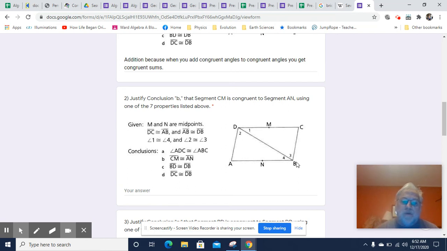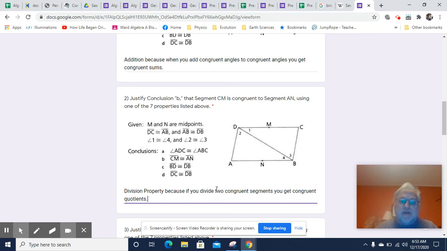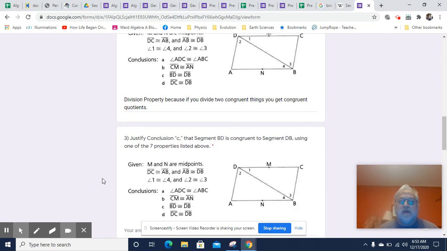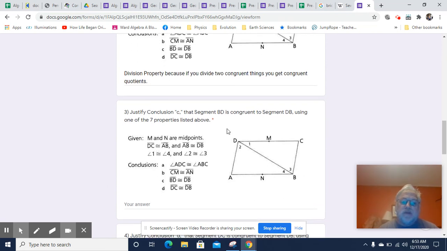Okay, so you're going to be using a couple things. One, the main one is division property. You can ultimately use the division property because if you divide, actually, we don't even need to use the substitution property. We just know that CM is half of something that's congruent to this one, and AN is half of this one. So we divide two congruent segments, you get congruent quotients. Okay, but it doesn't need to be segments. It could be anything. It could be angles or segments. You could probably have also taken a substitution route for this, but I think your most straightforward route is division.